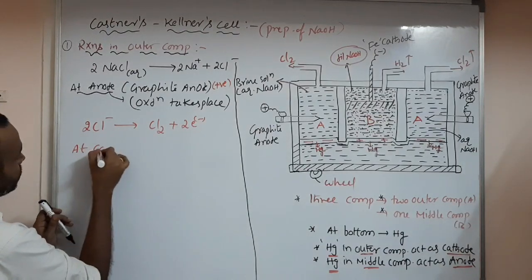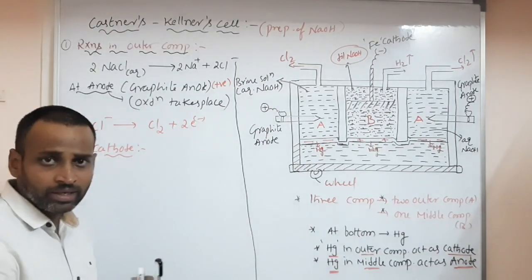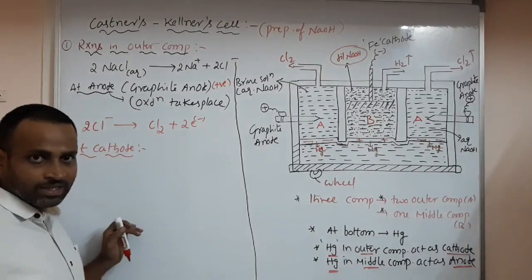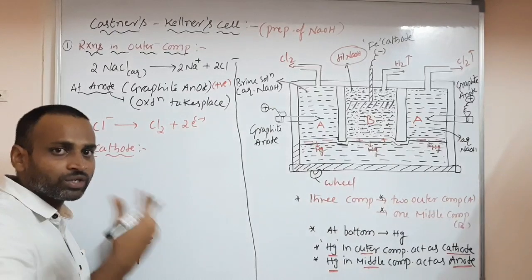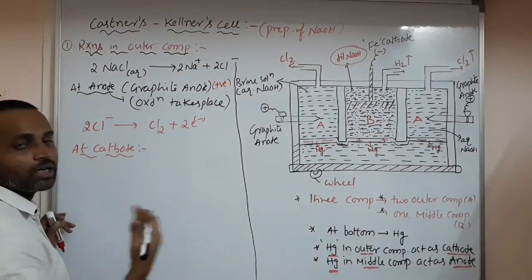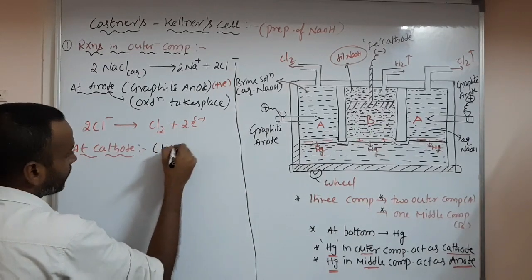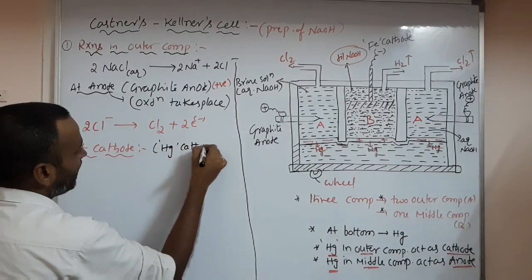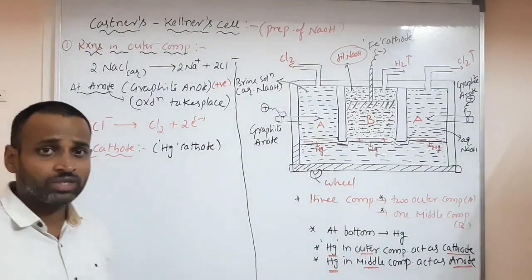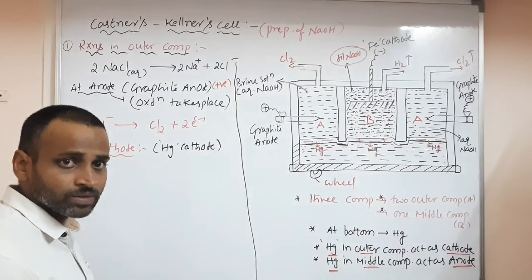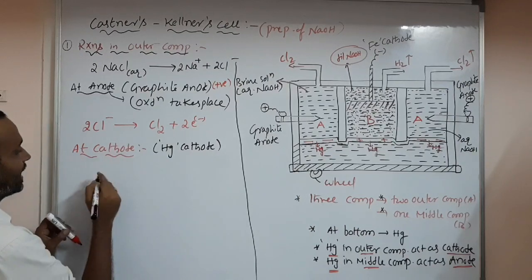Now at the cathode. Who is the cathode in the outer compartment? Mercury. Okay. So when I am asking a question, if you say it I can't hear, but you have to say that answer for yourself. What is the cathode? If I am asking, the cathode is mercury in the outer compartment. So mercury cathode. Why am I repeating this many times? Mercury serves as, that's a question. Maybe if that comes in NEET, you have to answer. Okay. So at the mercury cathode, what reaction happened?